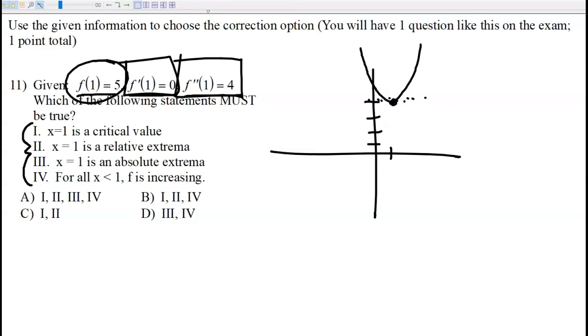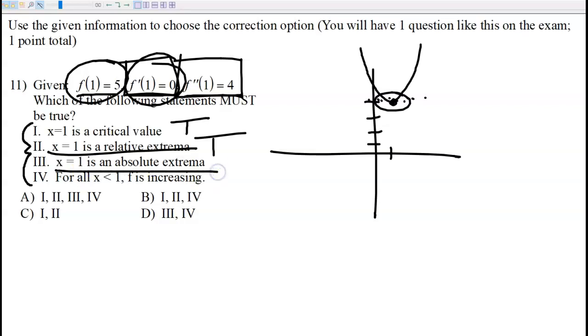So is x equals 1 a critical value? Well, a critical value is any time the derivative equals 0. And my derivative does equal 0 at 1, so that's true. A critical value is also where your derivative is undefined, but in this case, that's irrelevant. Next, is x equal 1 a relative extrema? Yeah, looks like a relative minimum, so that's true.